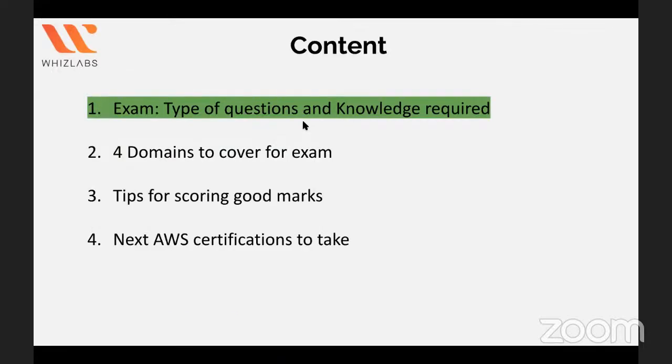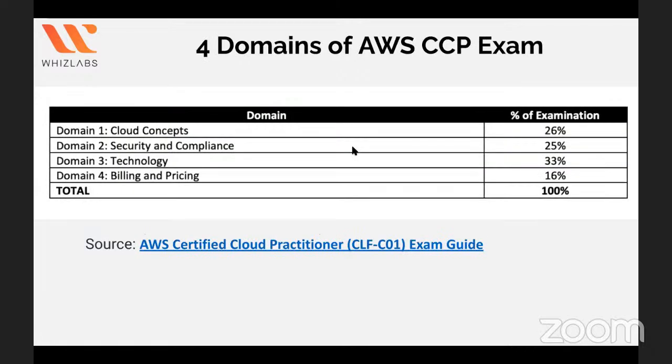That marks the completion of the first topic we discussed, the type of questions and the knowledge required. Let's see the four domains required to cover for the exam. These are the four domains. The very first is cloud concepts, which covers 26% of the weightage for this exam. Second comes security and compliance. A lot of the roles present with AWS are majorly on security and compliance. Then comes technology, which has the highest weightage for this exam.